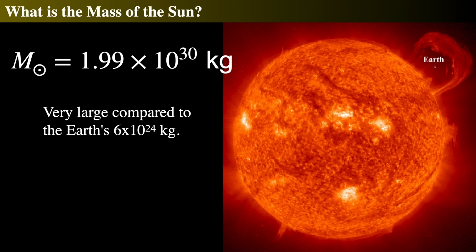That's enormous. Now, the mass of the Earth is about 6 times 10 to the 24th kilograms. So if you wanted to put them on a balance, it would take about a third of a million Earths to balance the mass of the Sun. So the Sun is more massive than anything else in the entire solar system, including the Earth.